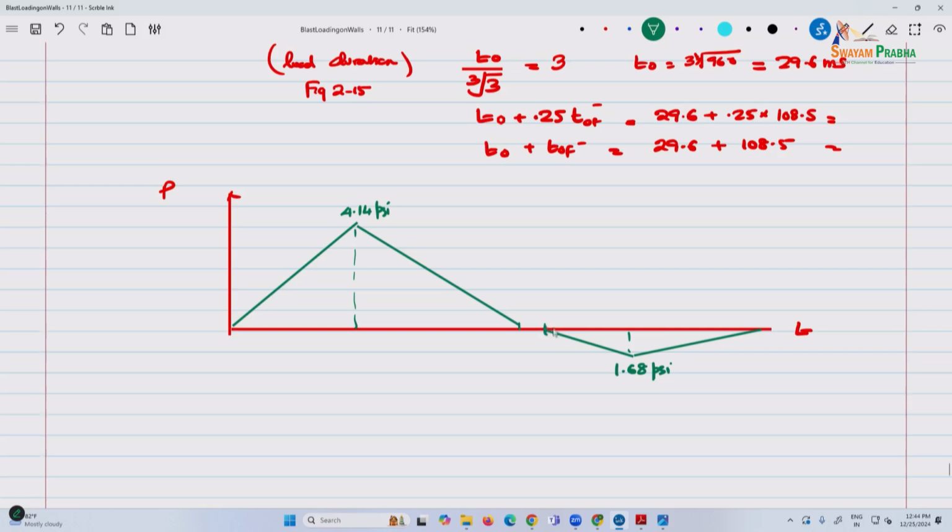T naught was 29.6. And so the other numbers, I don't know what these numbers were. So 138.1. And these two were, I think, 26 something.